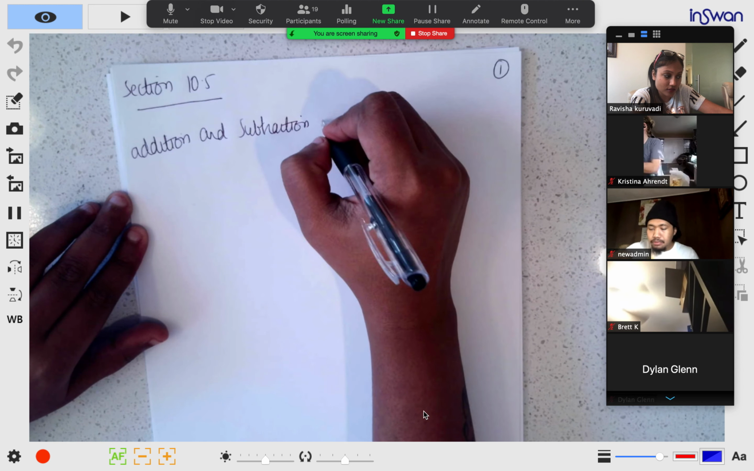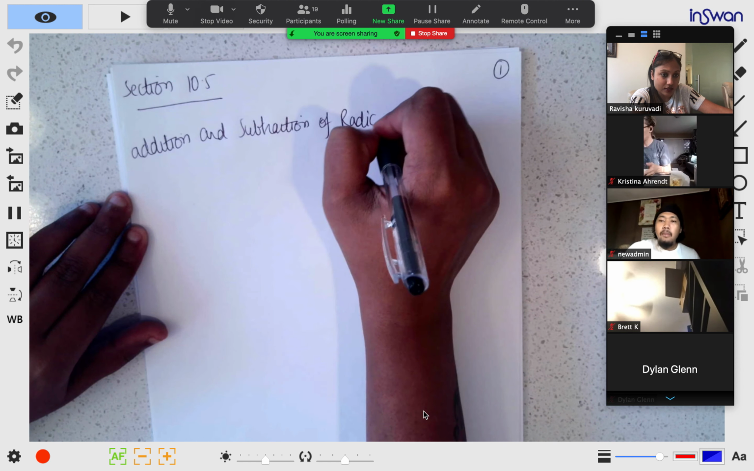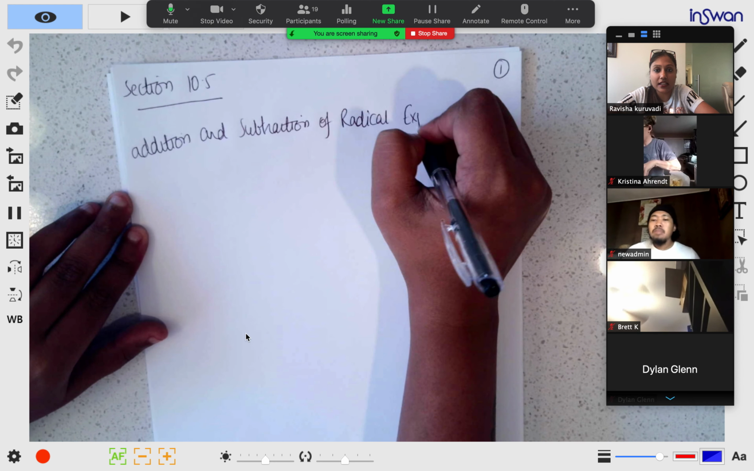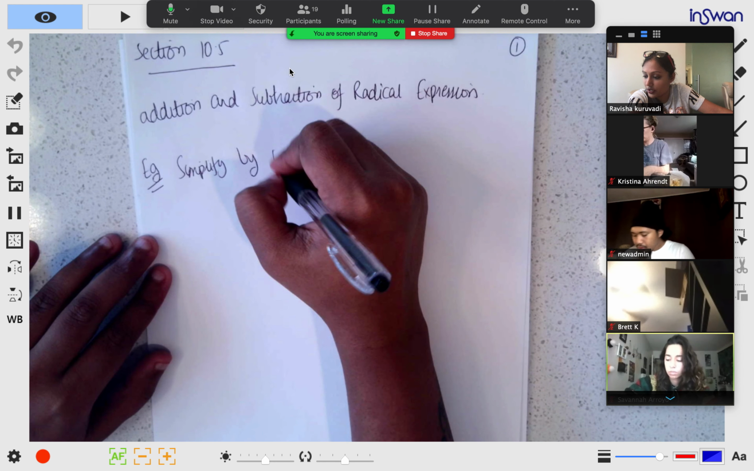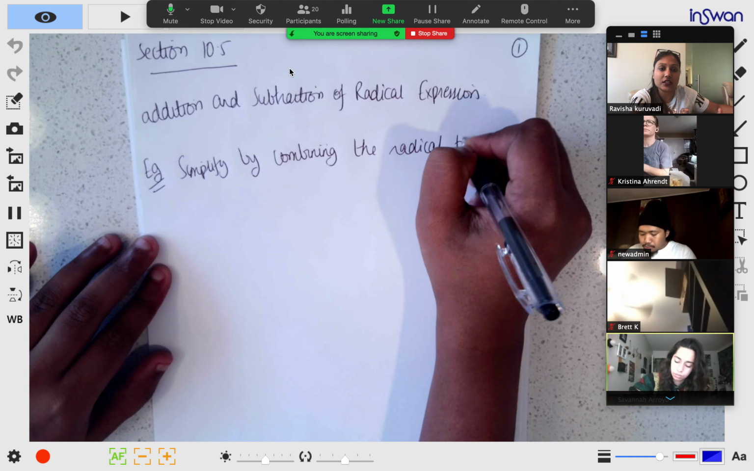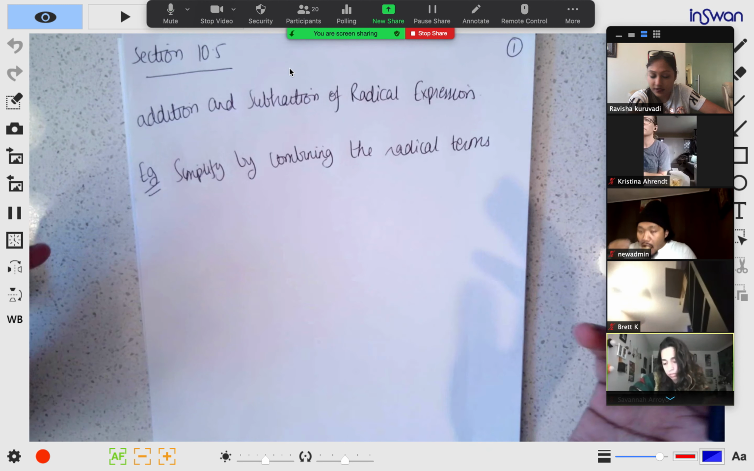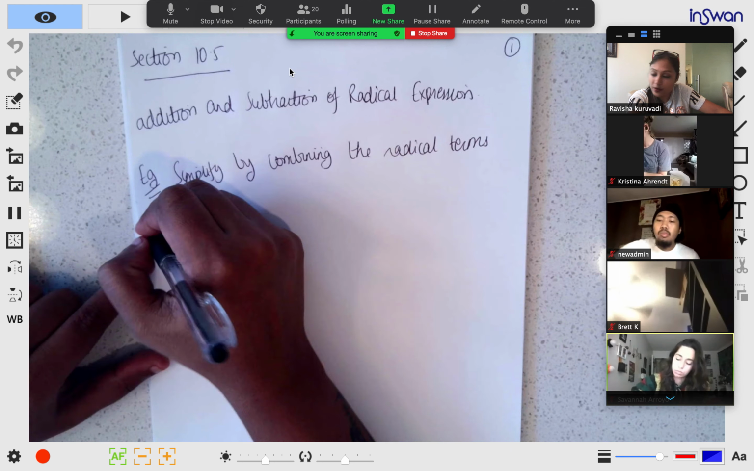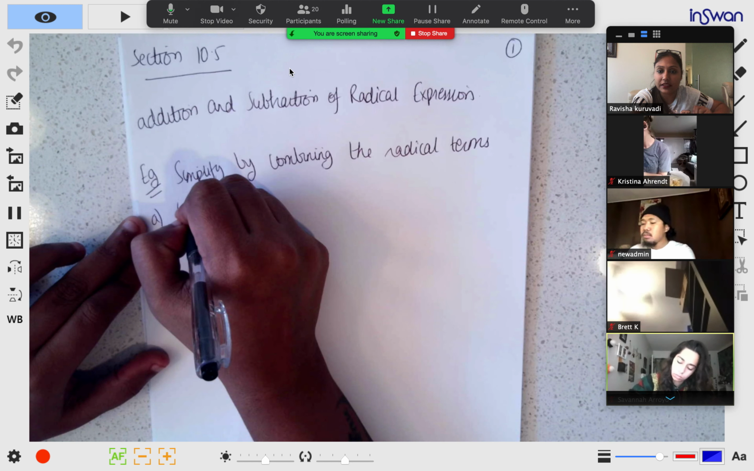Radical expression. Today we are doing addition and subtracting the radical terms. You have to simplify by combining the radical terms. So like A, if it says 6 root 7 plus 4 root 7, how do you combine them?